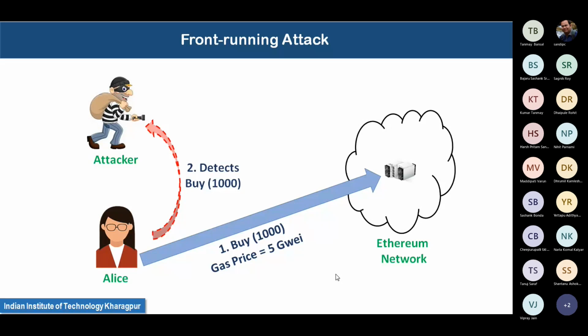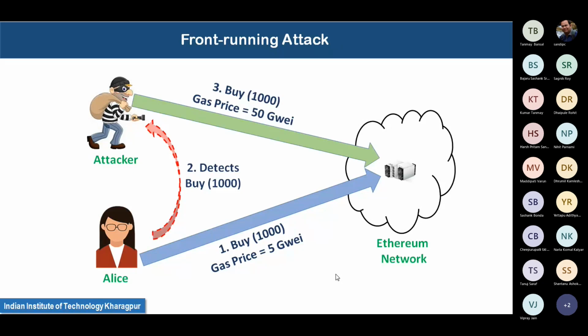What the attacker has to do is buy, say, whether 1,000 or 100 or whatever, before Alice's transaction actually gets executed. So it has to somehow carry out its own transaction before Alice's transaction gets included in a block. The attacker has seen that transaction that Alice has carried because everybody can see the transaction. But how can the attacker ensure that his transaction will get included before Alice's transaction?